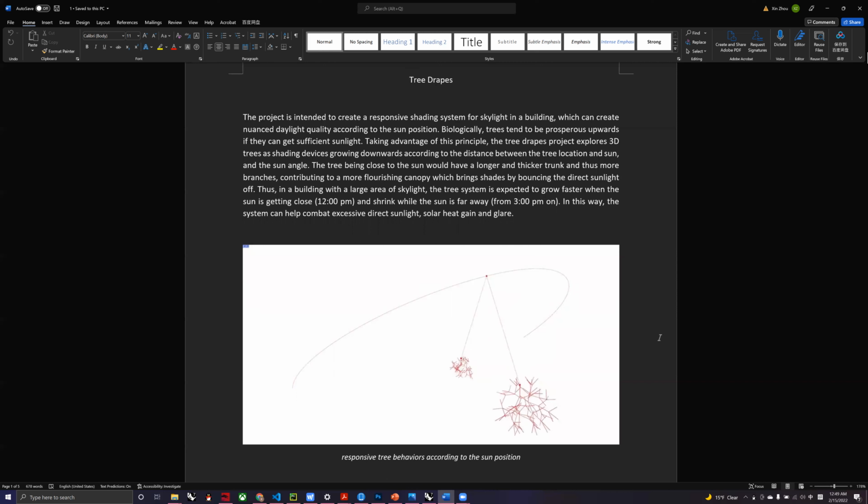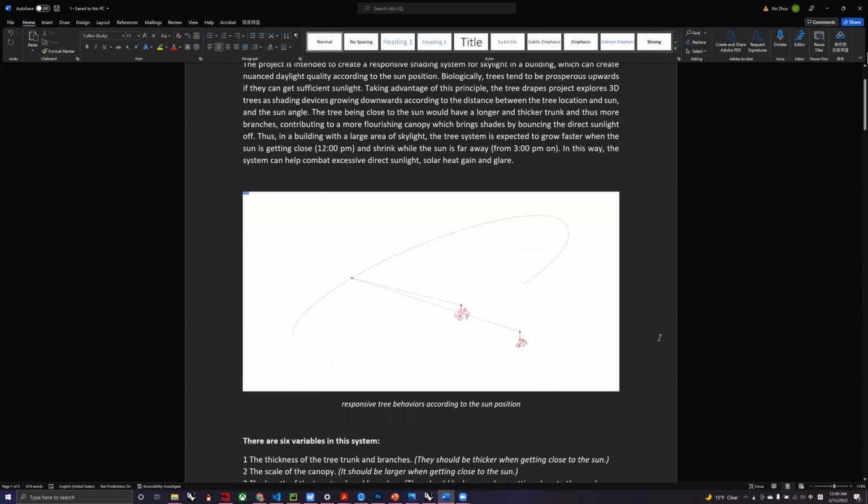Thus, in a building with a large area of skylight, the tree system is expected to grow faster when the sun is getting closer and shrink while the sun is far away. In this way, the system can help combat excessive direct sunlight, solar heat gain, and glare.